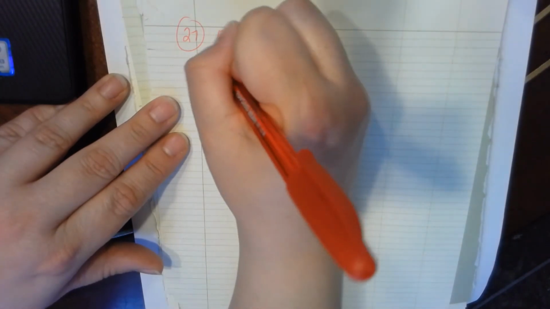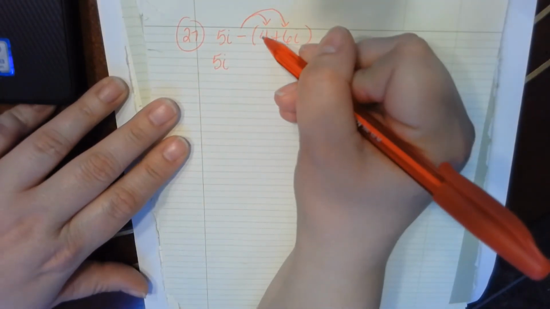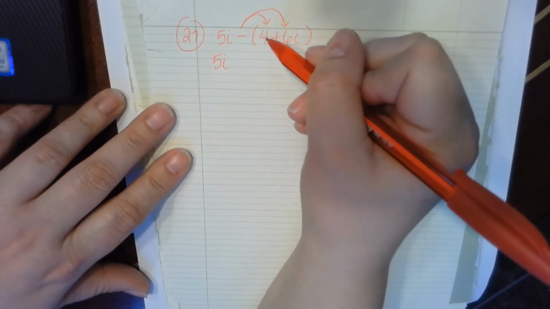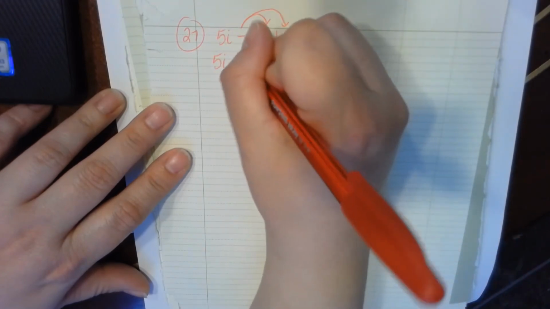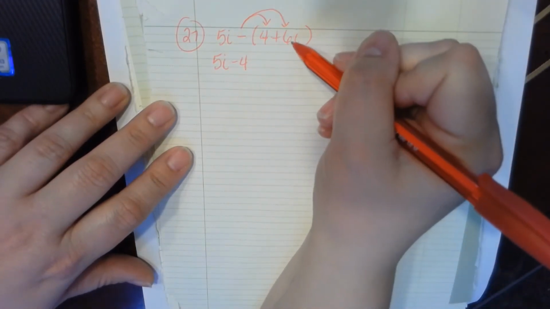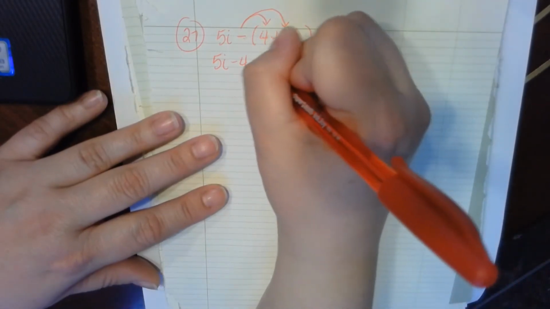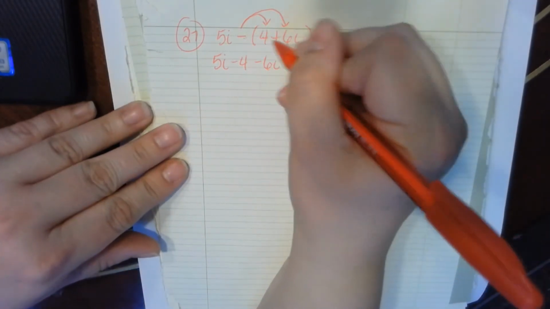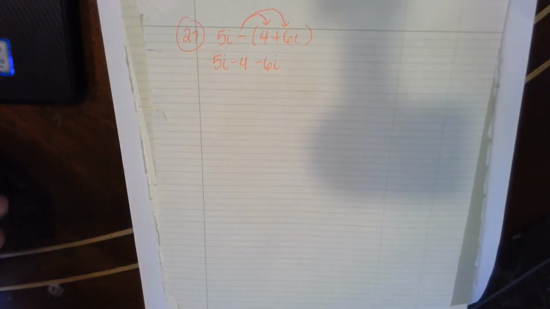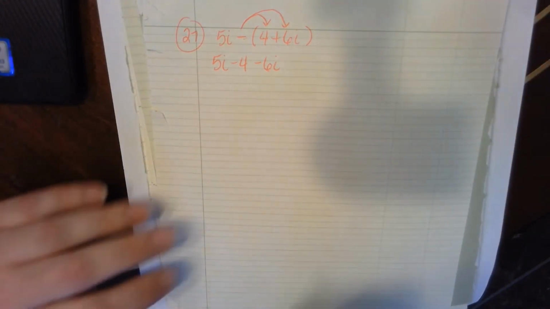So I'm going to say 5i. So basically it's just going to change the signs, right? +4 becomes -4. Positive 6i times the negative, when I multiply those, becomes minus 6i. So I just changed the signs in front of those numbers. And now this is a little easier for me to look at.